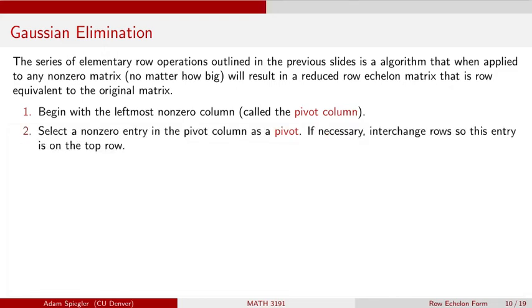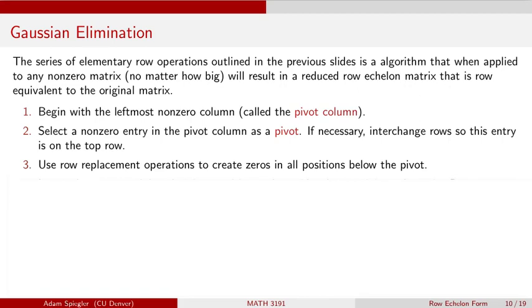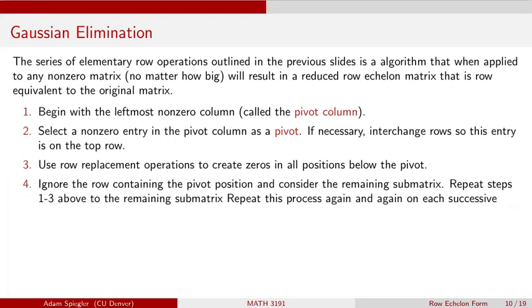Then we possibly had to do some interchanging to make sure that the non-zero entry that appears in that pivot column appears in the top row of that column. So that might be doing some interchanges. Then we use row replacement to create all zeros in all positions below the pivot. And then we repeated this on each of the sub matrices. And at this stage of the process, this is when the matrix was in row echelon form.